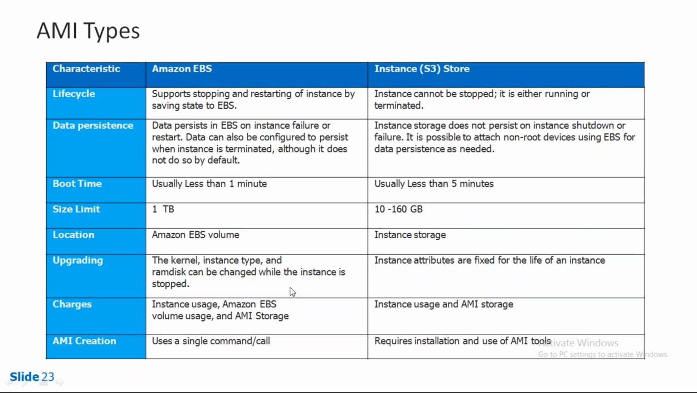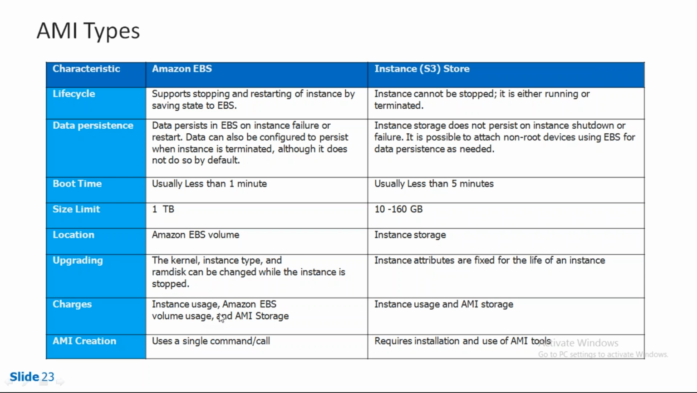So you can change its configuration. Your EC2 instance configurations can be changed once you launch an instance with an EBS backed AMI, but that's not possible with an instance stored AMI. So instance attributes are fixed for the life of an instance. Whenever you want to scale up, you will not be able to do that. Scaling up or scaling down the configuration of your instance is not possible with that.